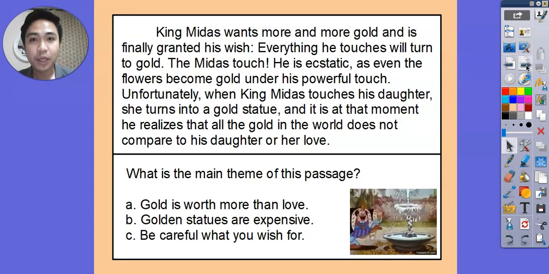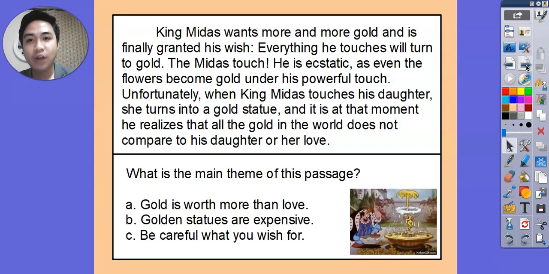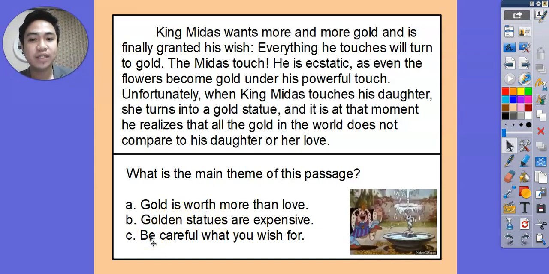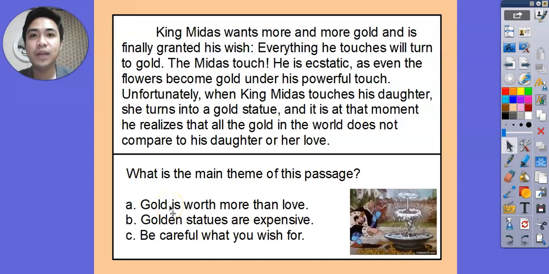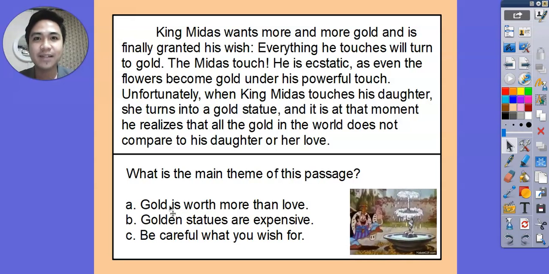Now, remember the 4 steps that you need to do in order for you to tell what is the main theme of this passage. Letter A, gold is worth more than love. Letter B, golden statues are expensive. Letter C, be careful what you wish for. What are the steps that we need to have in order for us to tell what is the main theme of the passage? Yes, very good.